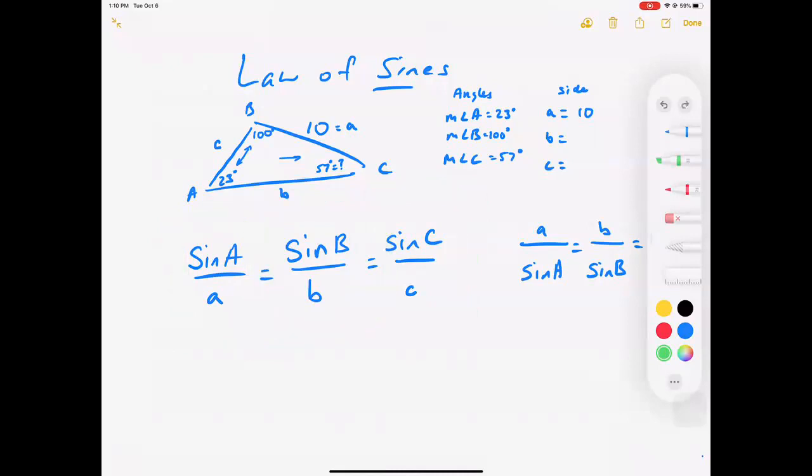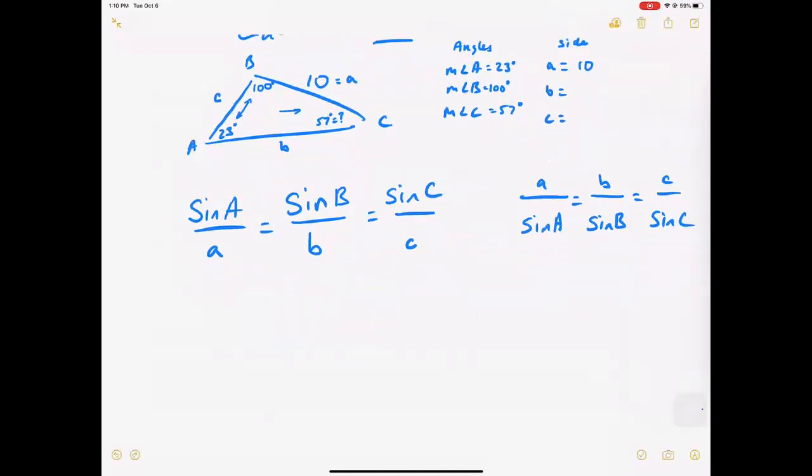So what's the difference between last week and this week? Last week, all our triangles were right triangles. This week, none of our triangles are going to be right triangles. So that's a big step, like off a cliff. Okay, so here's our rule.